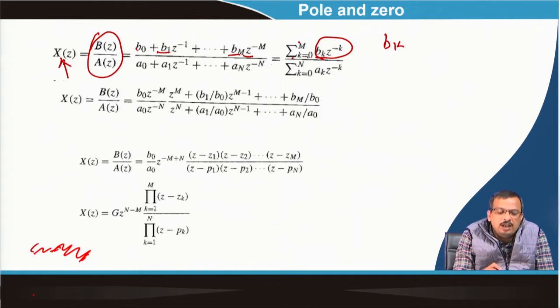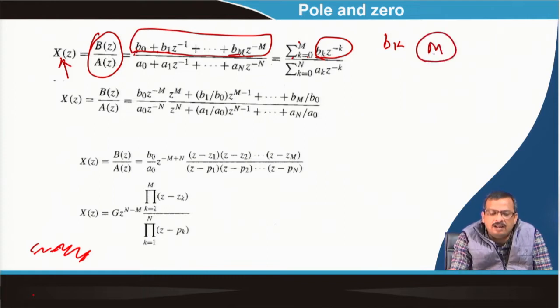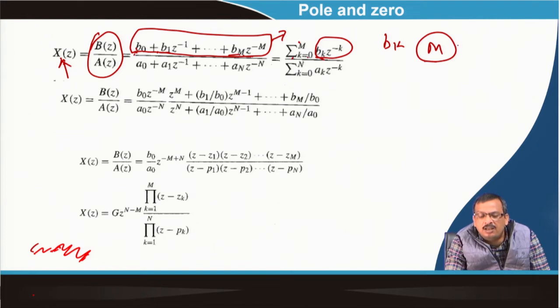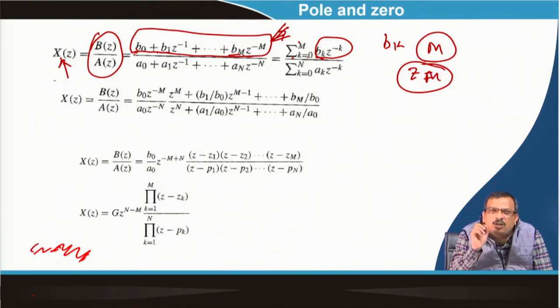Now, how many solutions of z are available in this equation? This is an mth order equation, so I can get m number of solutions of this equation. I can get m number of z values for which this equation becomes 0. That is the solution. Each of these solutions is called the position of a zero.